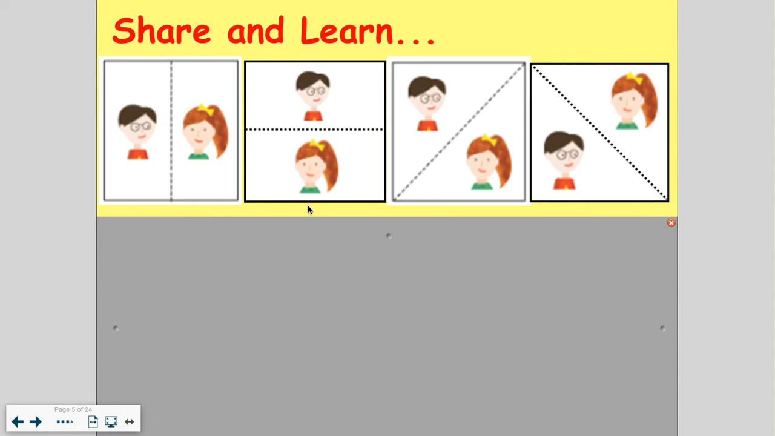In all of these cases, there was a whole piece of paper. We shared it between two, so we had two parts. There were two children who wanted those parts, and I know if I have two things and I share them between two people, they each get one each. That's why they both had one piece of paper.